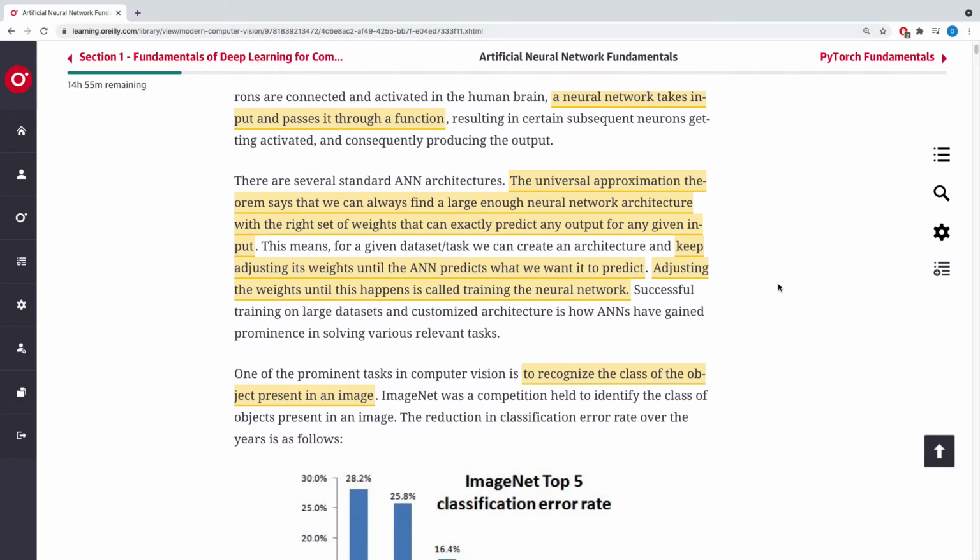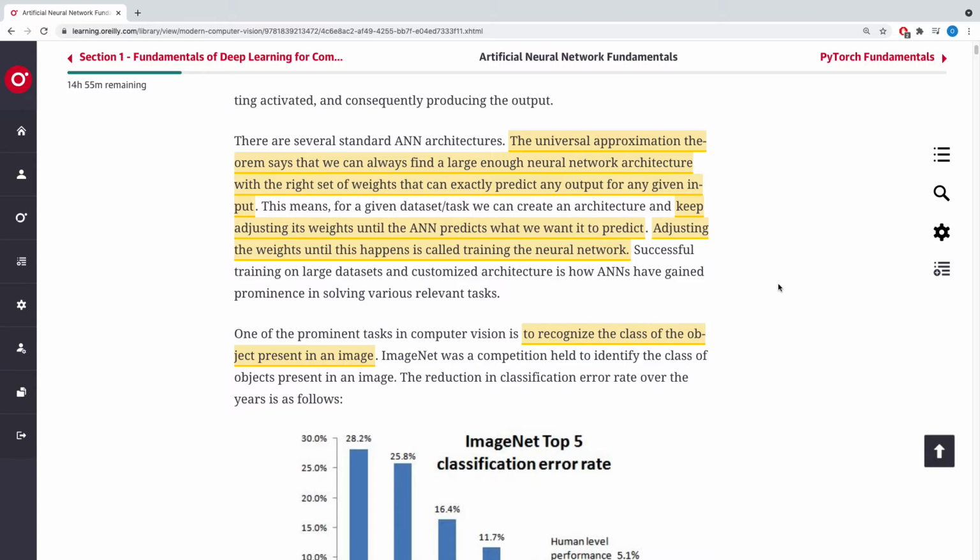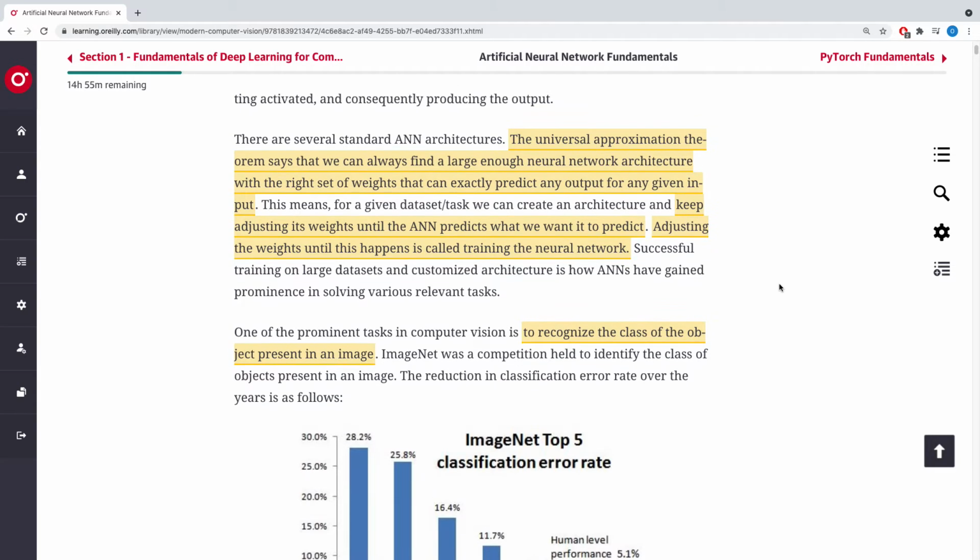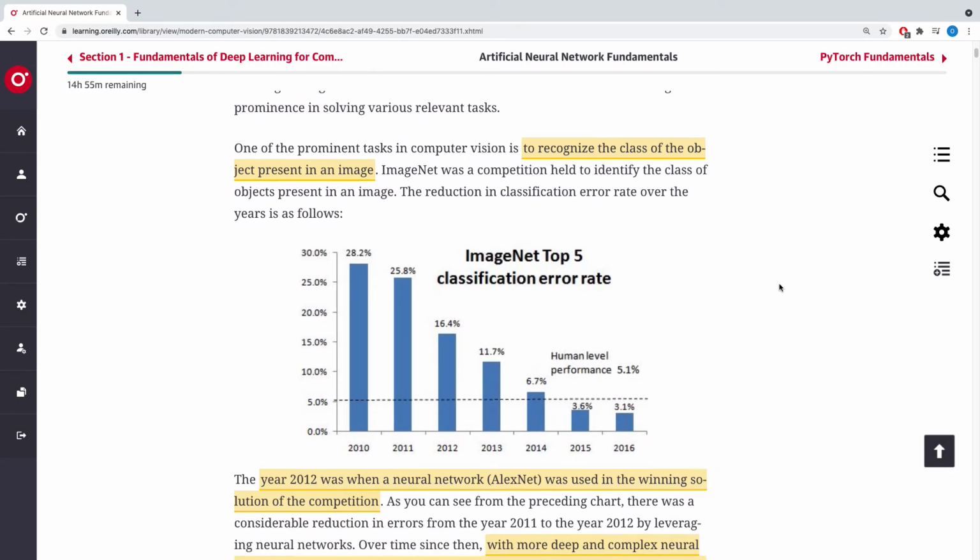So given a data set, we learn from the patterns of the data set and keep adjusting the weights of the architecture until the neural network predicts exactly what we want it to predict. And the process of adjusting the weights is what we refer to as training a neural network.